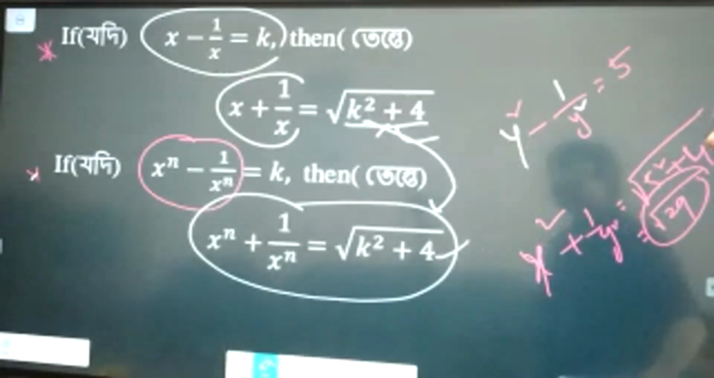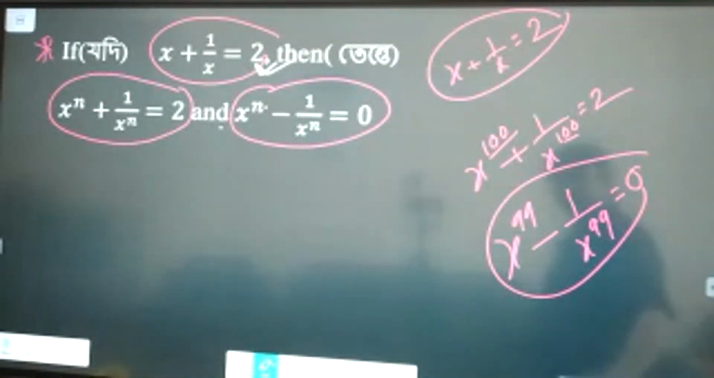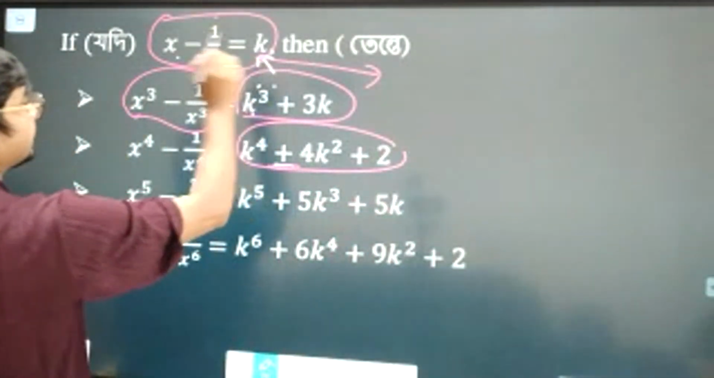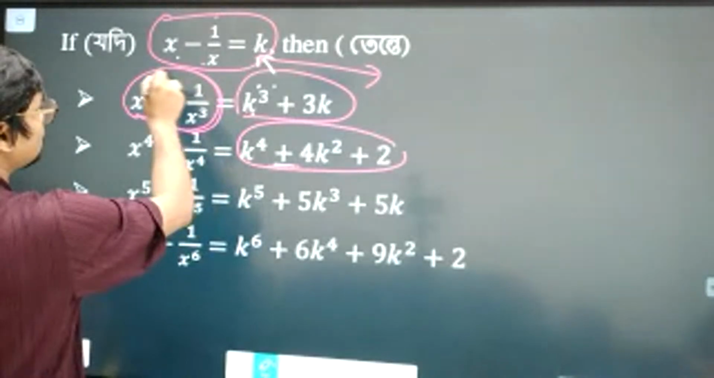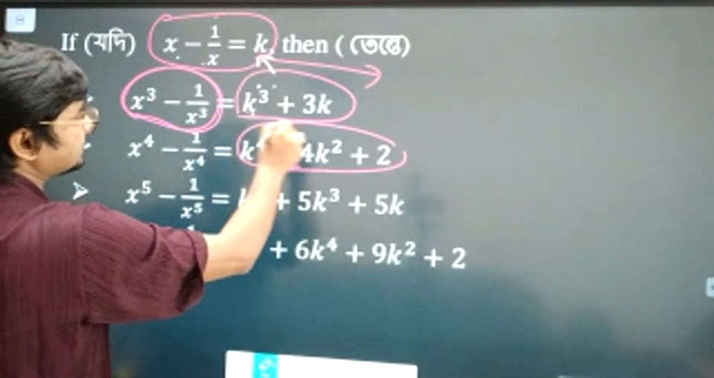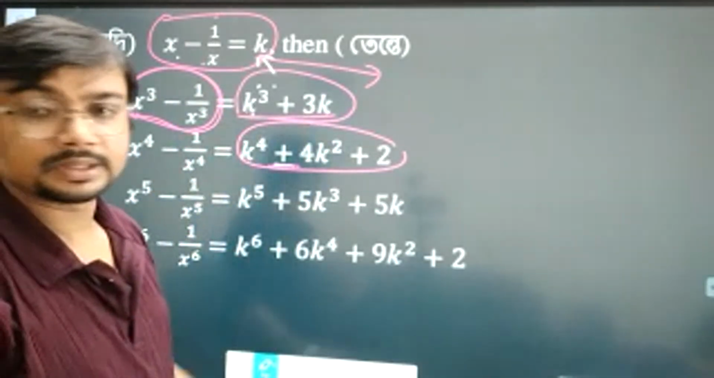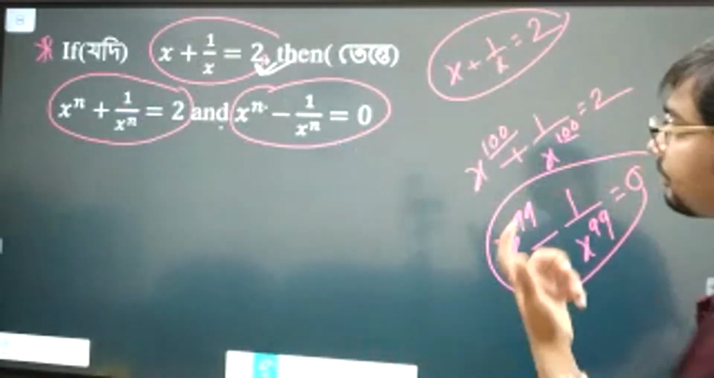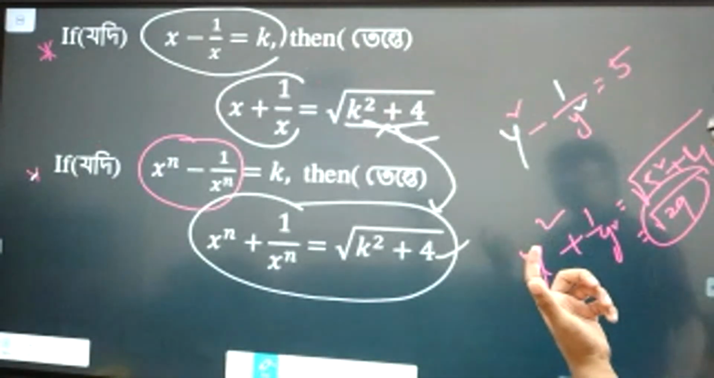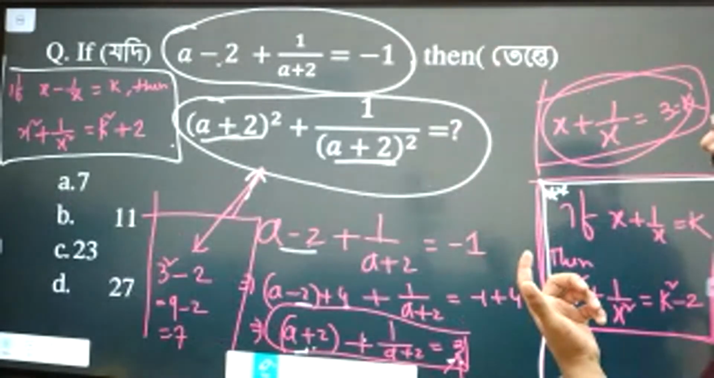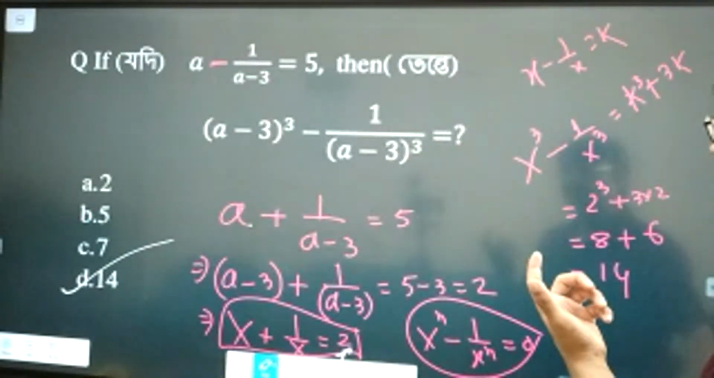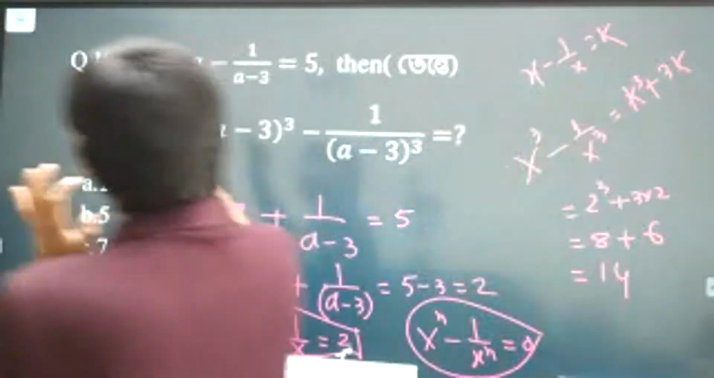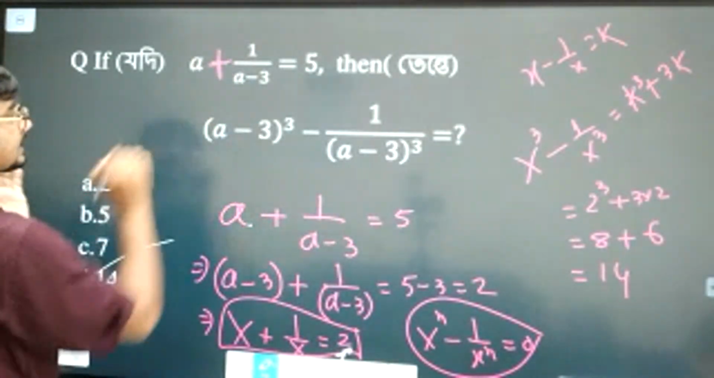This formula here you see: x minus 1 upon x is k, then x cube plus 1 upon x cube is this one. Is it okay? So we use this formula. But suppose they provide it like this way. Suppose there is a plus.